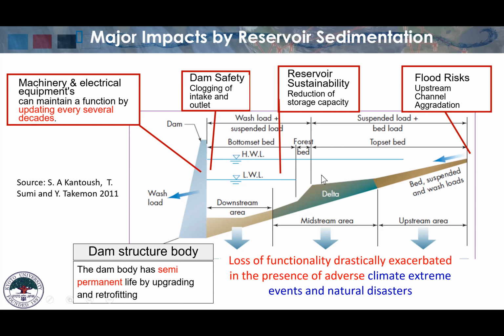How to manage that? What should we do, and what are the management techniques to reduce reservoir sedimentation and solve the problem we call loss of functionality for the reservoir? Because in the presence of climate change and natural disaster, reservoir sedimentation will increase and flooding also will increase. How to recover? Because the dam itself is very important for flooding, for water supply, for many purposes.